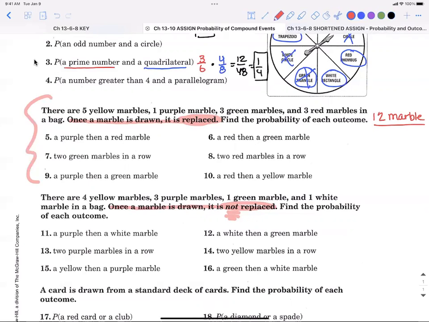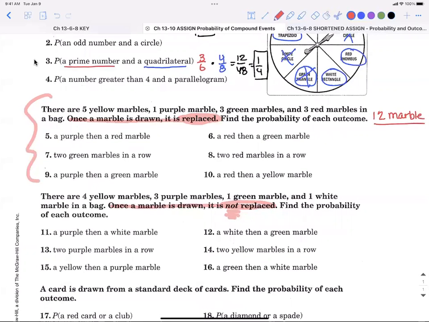If we have 12 total marbles in the bag, what is the probability just on the single draw of drawing a purple marble? How many purples do we have in all?